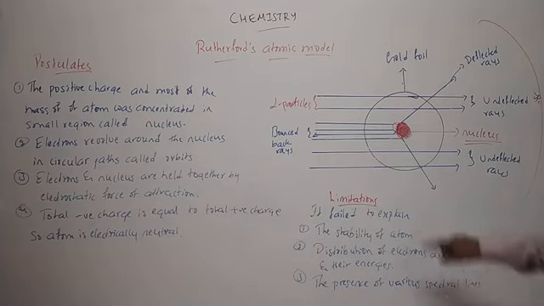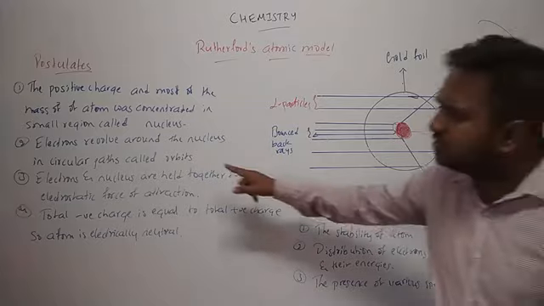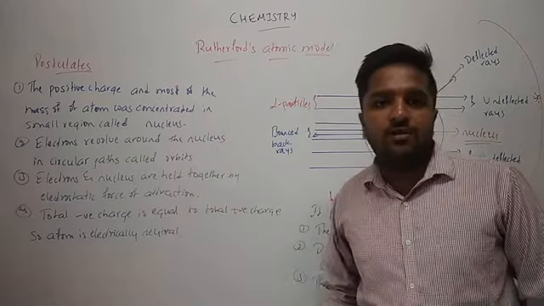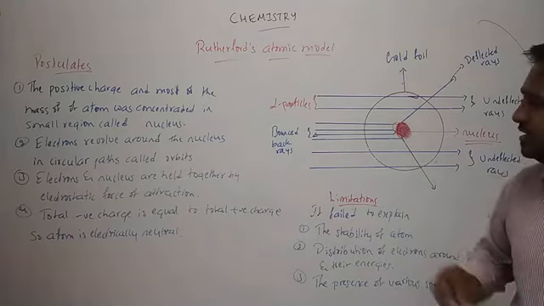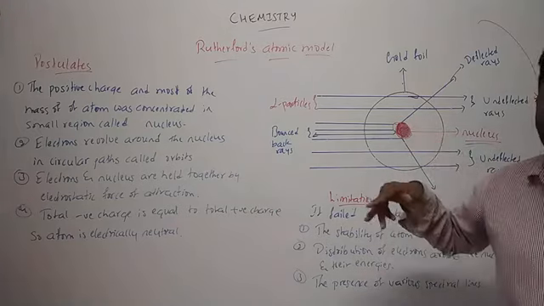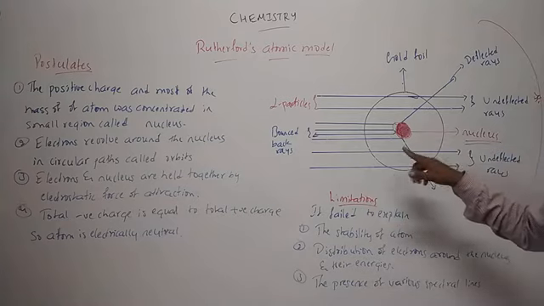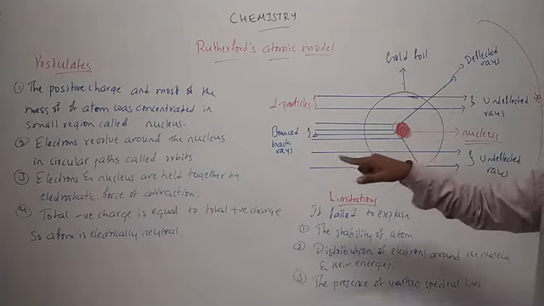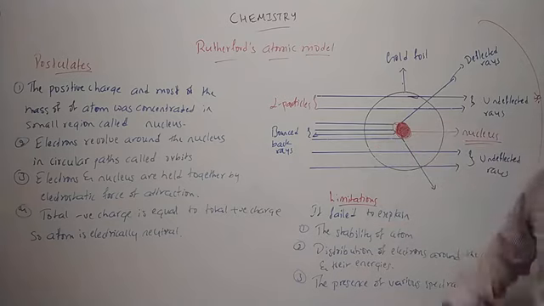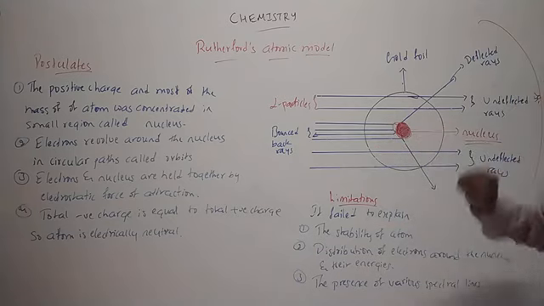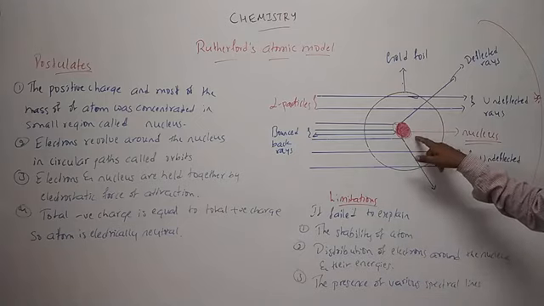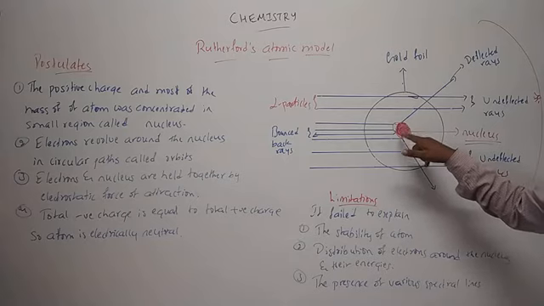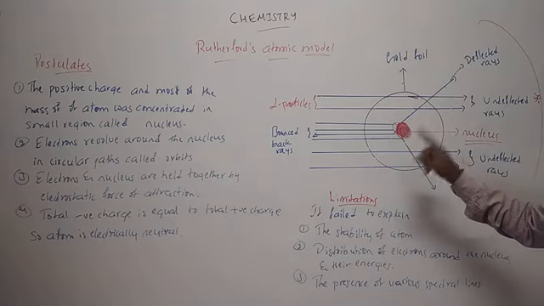And electrons revolve around the nucleus in circular paths called orbits. This was one of the good improvements in Rutherford's atomic model. He gave the concept of orbits. Before that, J.J. Thomson never talked about the concept of orbits. So here Rutherford gave the concept of orbits. He said that electrons revolve around the nucleus in circular paths called orbits, and the nucleus is positively charged. You know that because we have protons here. Protons are positively charged.